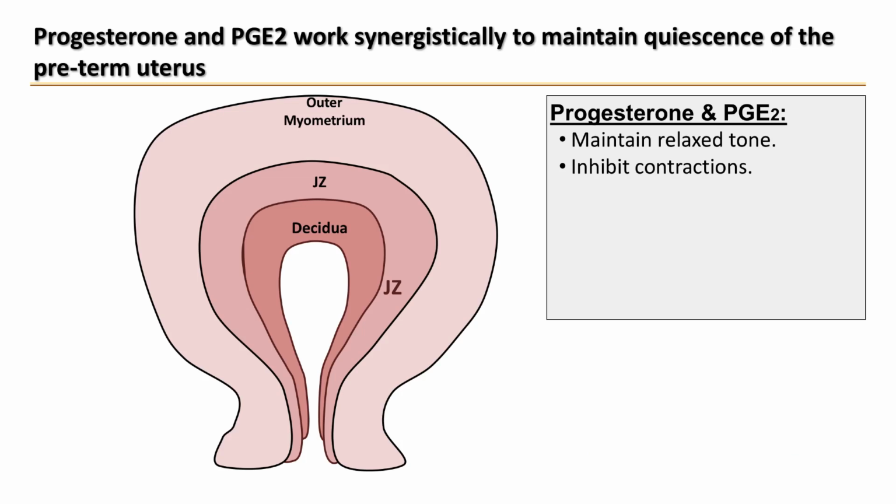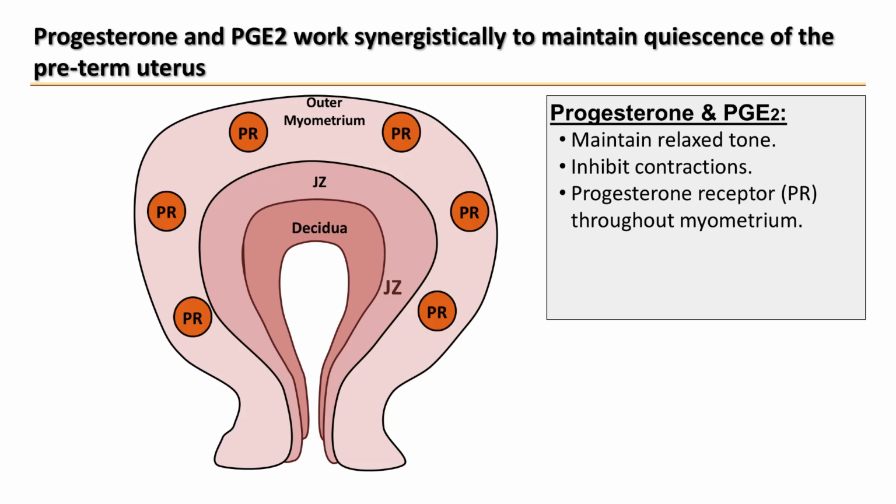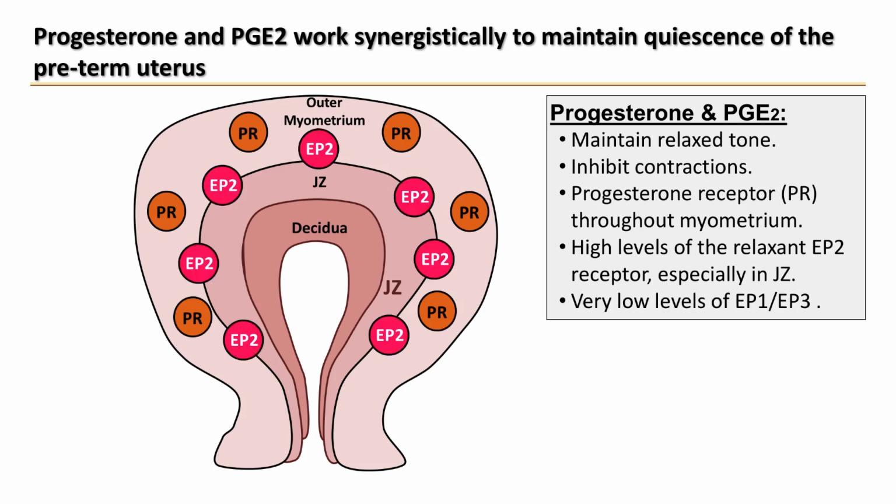During phase 1 of parturition, when the myometrium is relatively quiescent, we know that it is progesterone and PGE2 acting predominantly in a synergistic manner to calm the uterus. So both progesterone and PGE2 maintain relaxed tone and inhibit contractions. We know that the progesterone receptor, the nuclear form, is located throughout the myometrium. We also know that the EP2 receptor is especially high in the junctional zone. And additionally, we also know that we have very low levels of the contractile isoform of the PGE2 receptor, both EP1 and EP3.